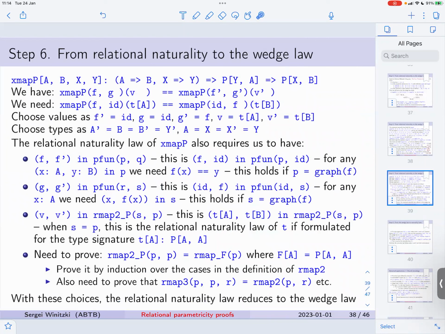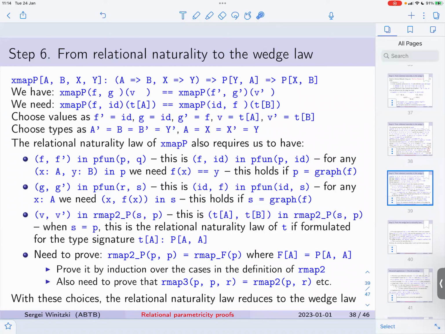So let's verify. So then F and F prime is identity, F is an arbitrary function. So F identity must be in the pair function mapper of P and identity. And that, if you write it out, it means for any X and Y in P, F of X must be equal to Y. Now, how can that hold? Only when P is the same relation as this. So P must be the graph relation of the function F. Then this will hold. Okay, so that means we choose P as the graph relation of the function F.